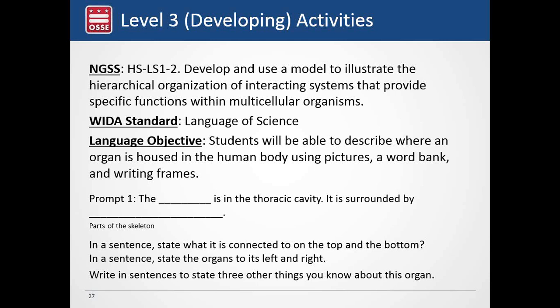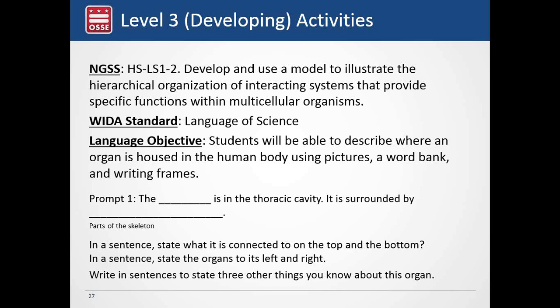Prompt 1 for the students is, the blank is in the thoracic cavity. It is surrounded by blank. In a sentence, state what is connected to what on the top. In a sentence, state what it is connected to on the top and the bottom. And in a sentence, state the organs to its left and right. Write in sentences to state 3 other things you know about this organ.